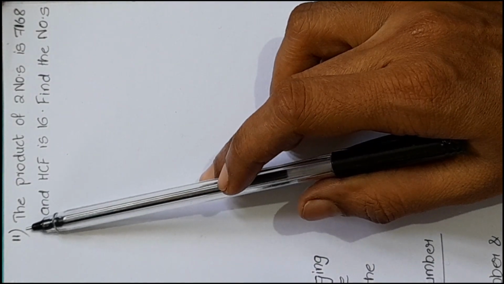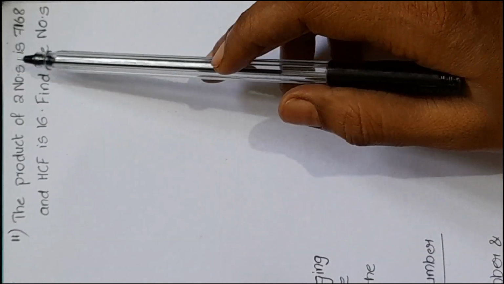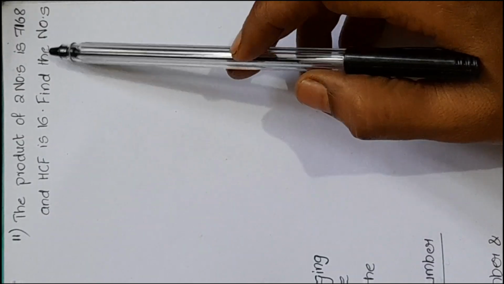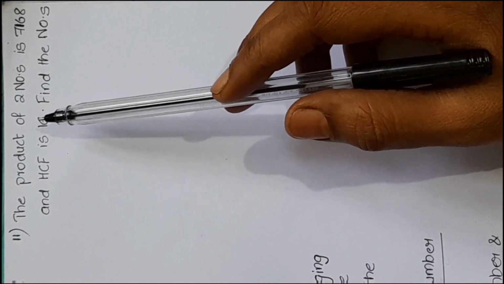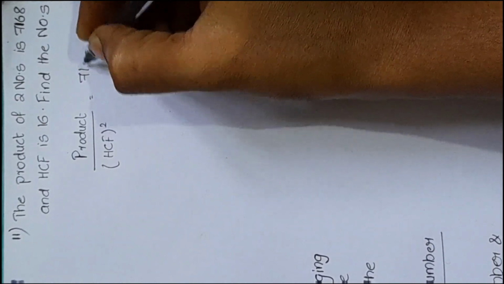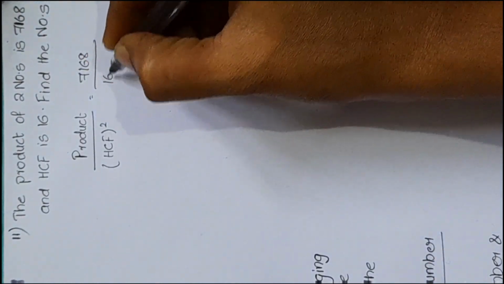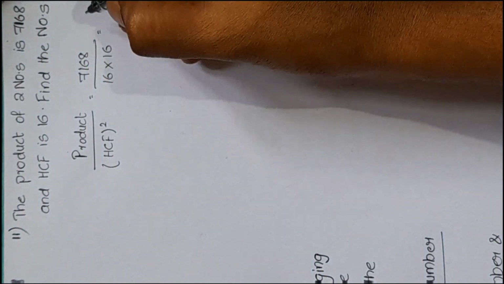11th question in the number system topic: the product of two numbers is 7168 and HCF is 16. Find the numbers. In this type of questions, we should first find the value of product by HCF square. Substituting the values, 7168 by 16 into 16. On cancellation, we get 28.